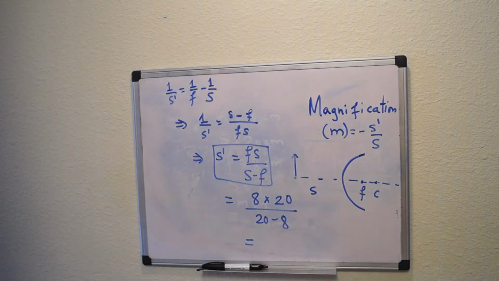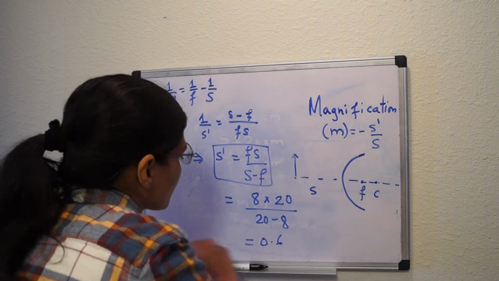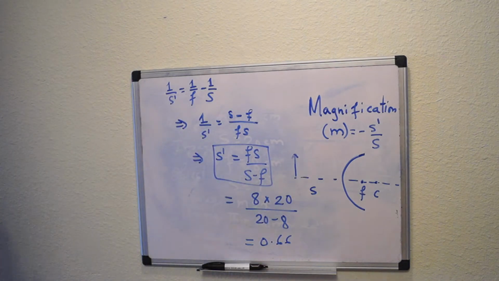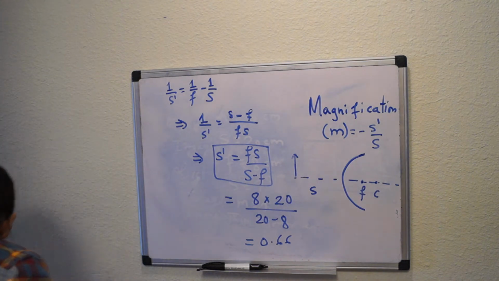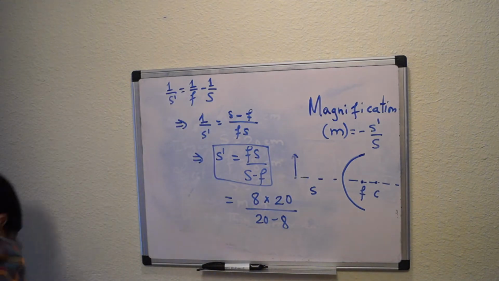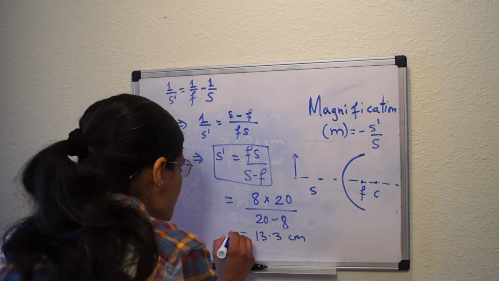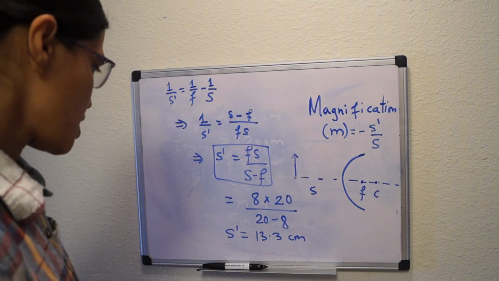So what do you get here? If you punch it in your calculator. No, that's not true. 160 divided by 12 won't come to 0.66. In my notebook I have 13.3 centimeter. Okay, so this is the image distance.